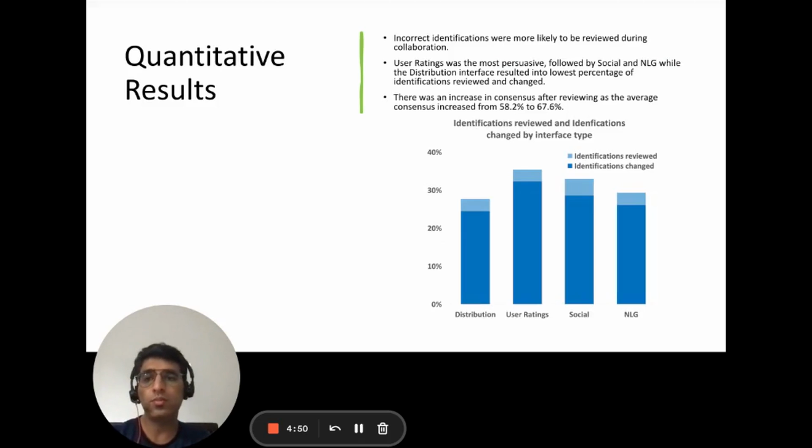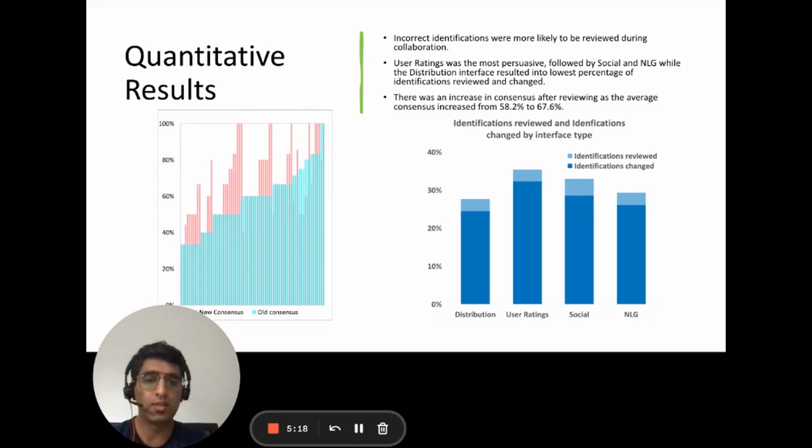Results: the majority of images for which participants clicked review were initially incorrectly identified, and the majority of images not reviewed were initially correctly identified. Thus, incorrect identifications were more likely to be reviewed during collaboration. User ratings was the most persuasive, followed by social and NLG. Distribution interface resulted in the lowest percentage of identifications reviewed and changed.